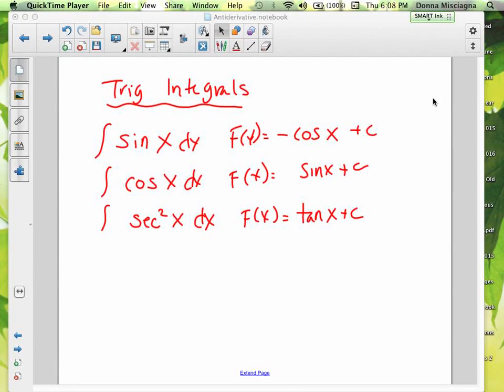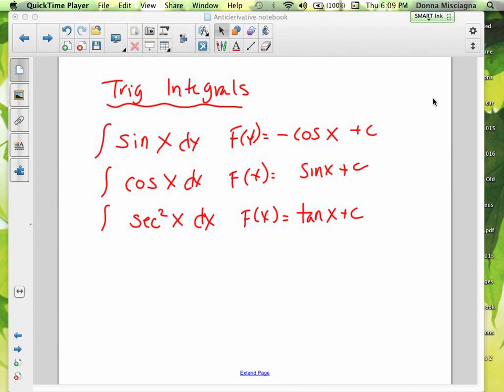Okay, some trig integrals. I'm going to give you 3 to start with. All right, so the integral for sine, and actually 2 of these we've kind of looked at in our little game show, what's my function. The integral for sine x was negative cosine x plus c, because the derivative of cosine x is negative sine x, so if there's no negative there, our original function must have been negative. The integral for cosine x is sine x, because the derivative of sine x is cosine x.